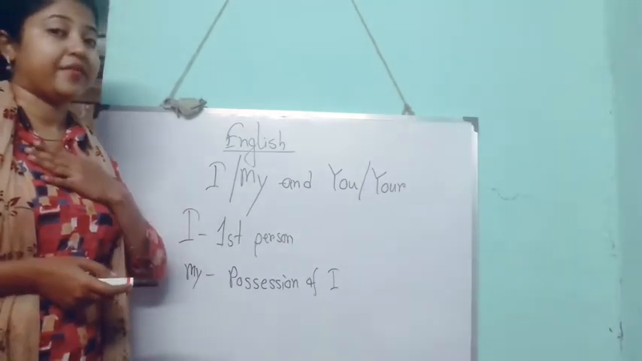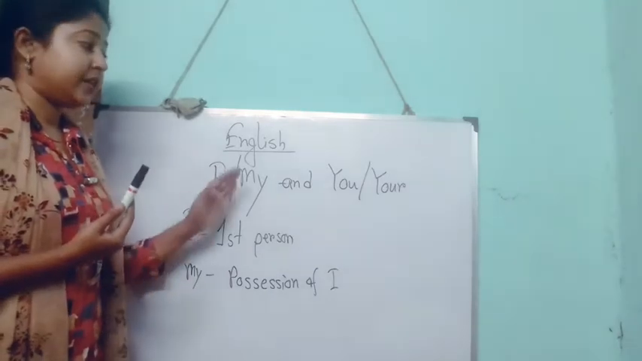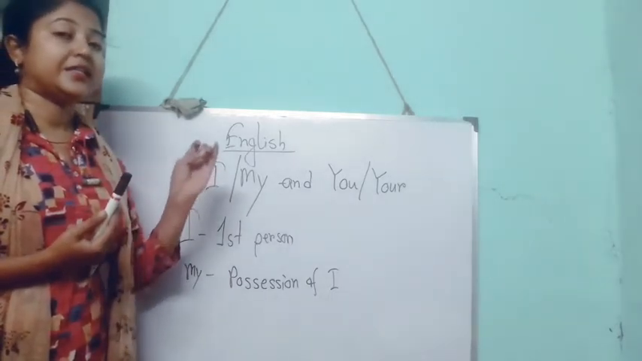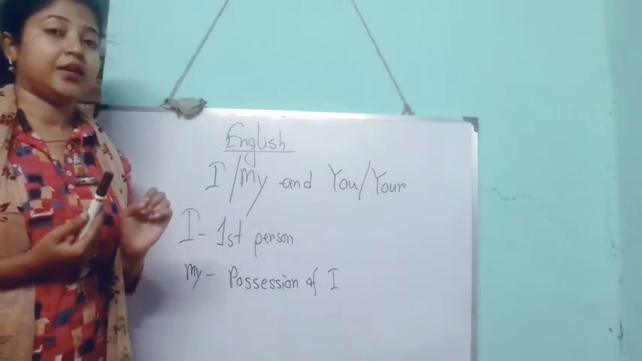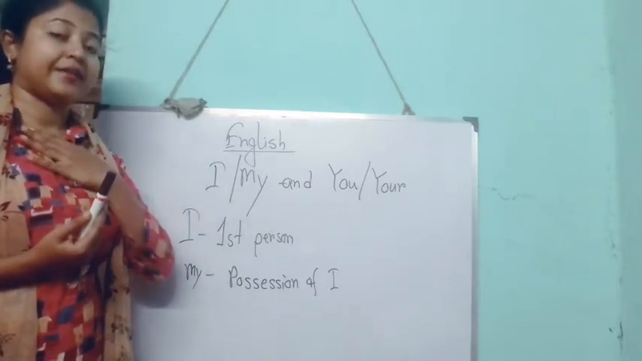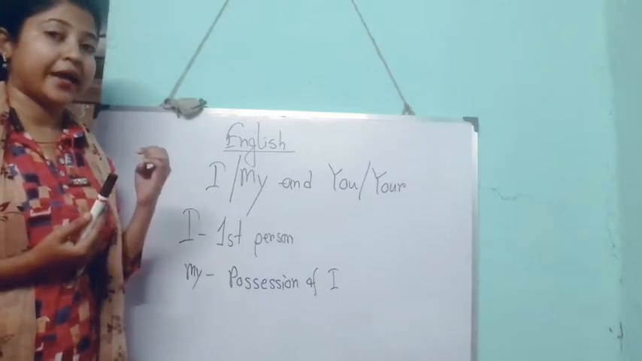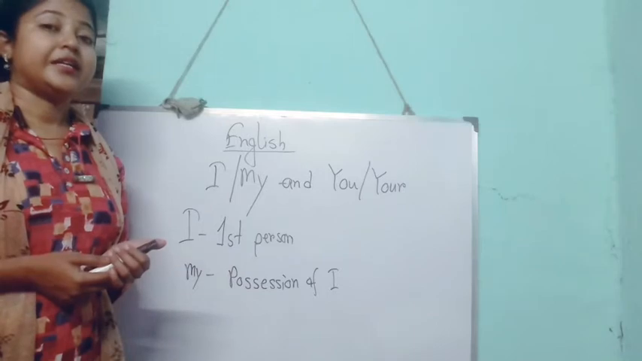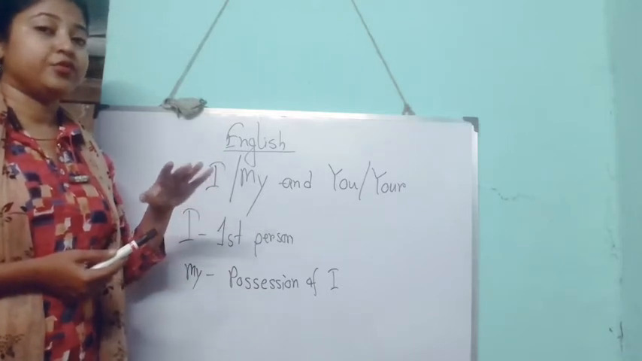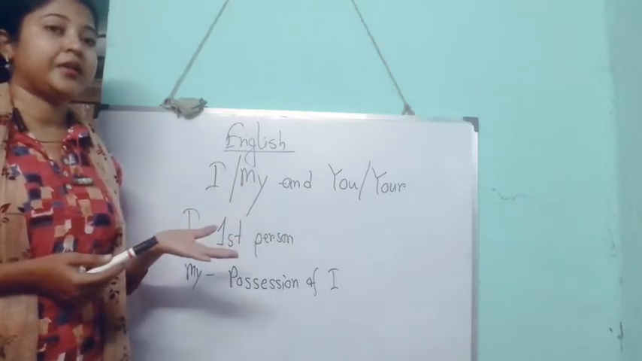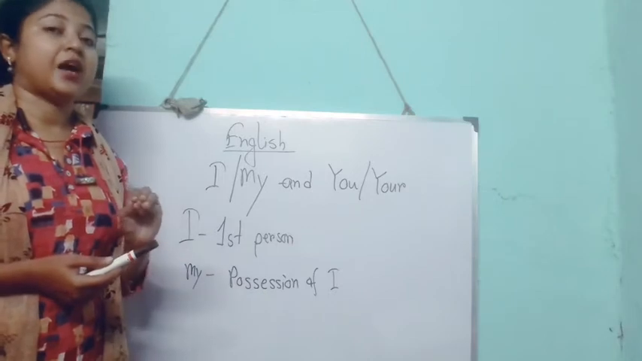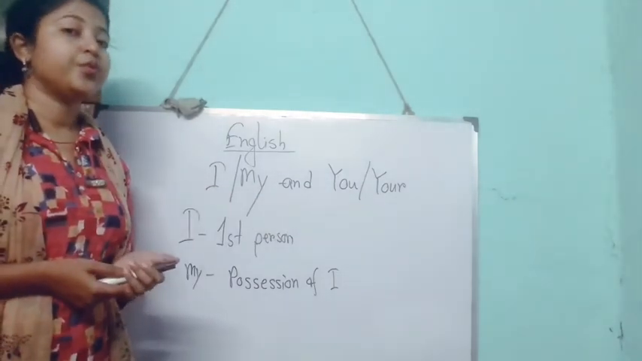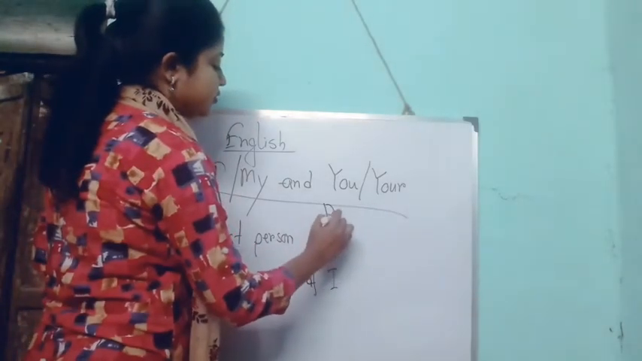That means if I am having something, I will say this is my pen, this is my book, this is my umbrella, this is my bag. So that indicates a position, having something. And I, my, you and your, these are all pronouns. Noun indicates a name, and the word we use instead of a noun, that we call a pronoun. I, my, you and your are all pronouns.